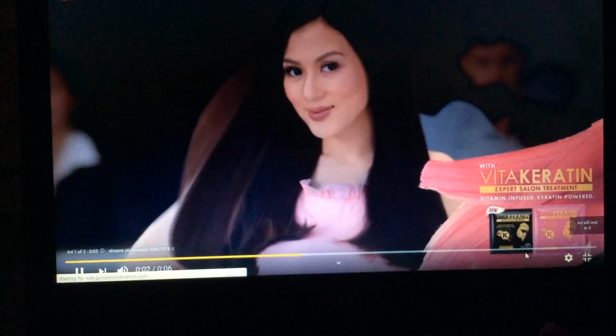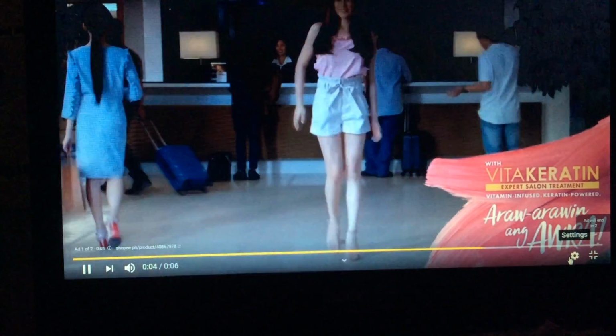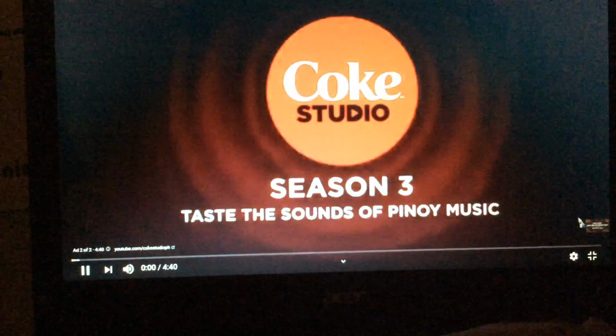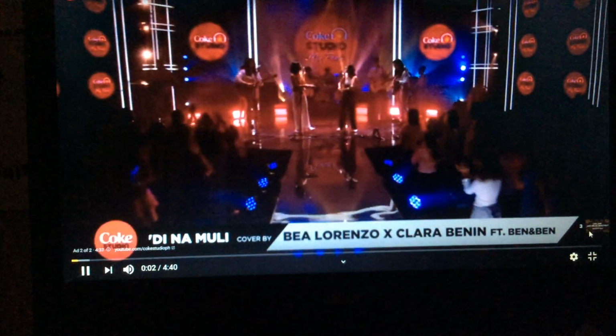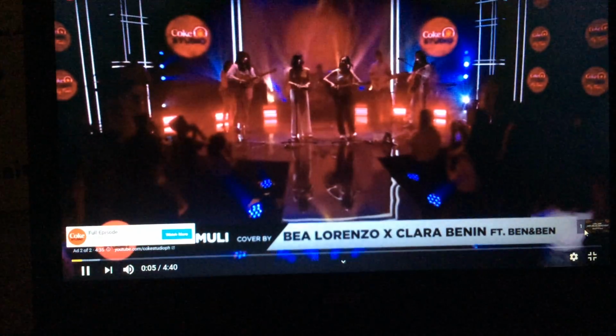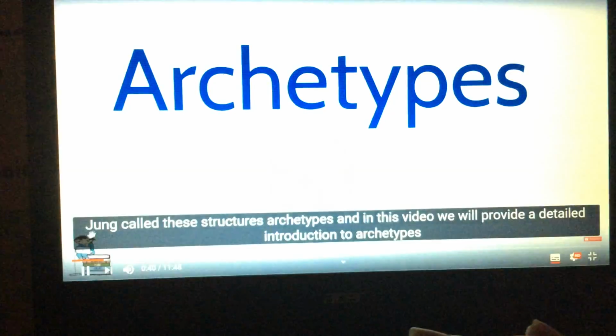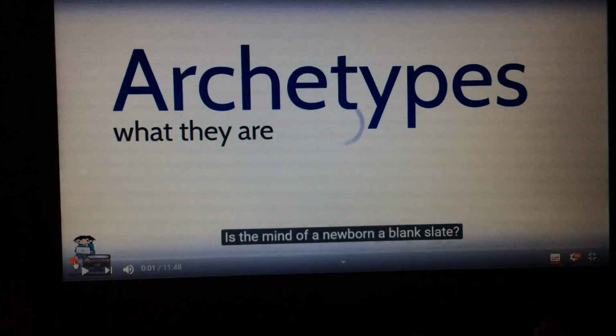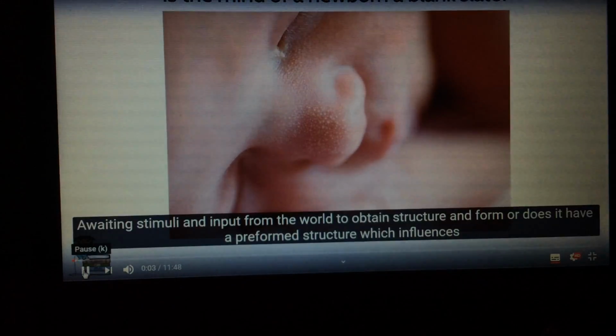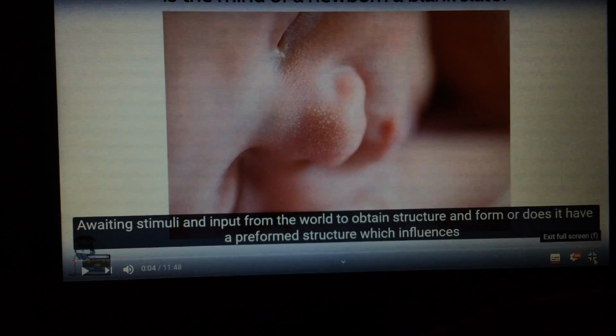Two archetypes. A blank slate, awaiting stimuli.